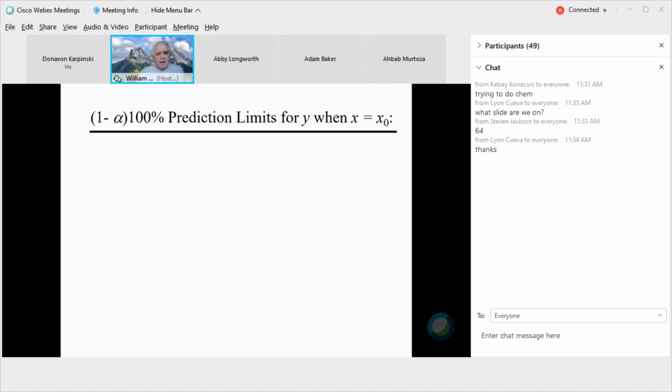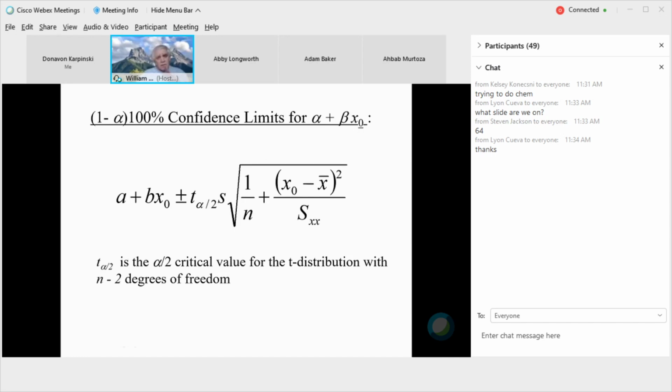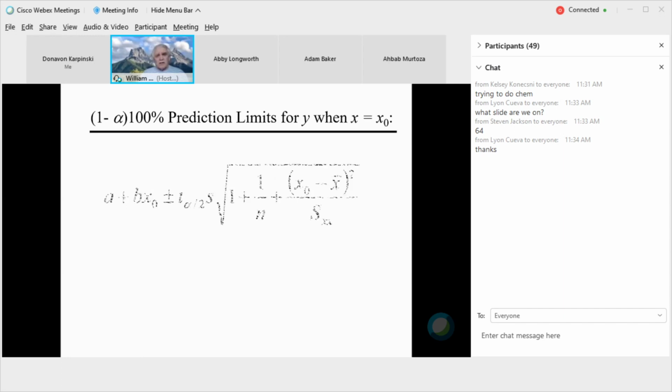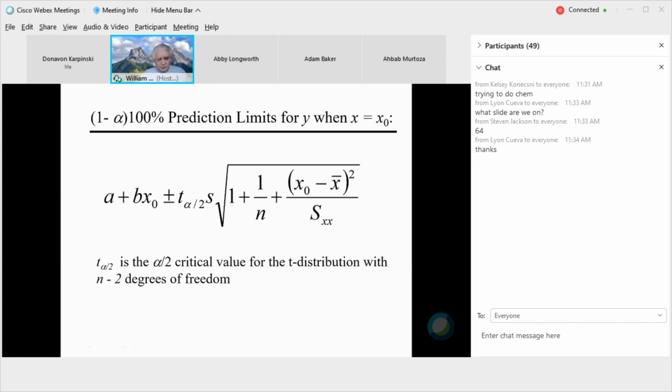Prediction of y when x equals x naught. This is trying to capture the line that y is varying about, the y coordinate on the line the y is varying about. This is trying to capture the value of y. The difference is the 1 in front here. That makes it a bit wider so that it can capture the value of y that will be scattered about alpha plus beta x naught.